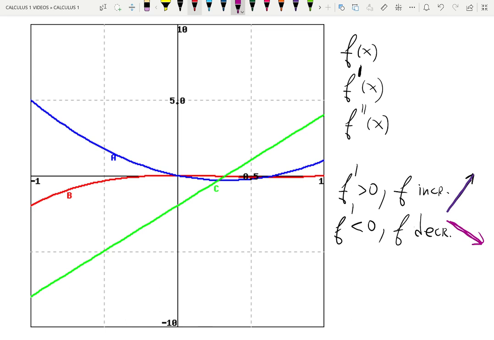The same thing applies to the second derivative with respect to the first derivative. The second derivative is just the derivative of the first derivative. I mean that we took the first derivative and then took the derivative of that function. So the same logic happens there as well. I want to look at the line first because it looks simple. I'm talking about line C in green.